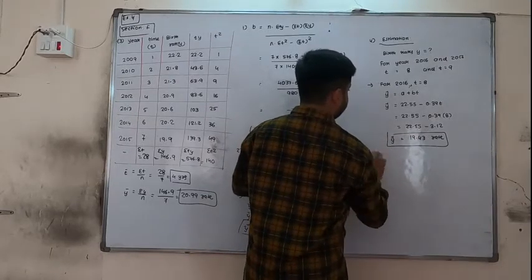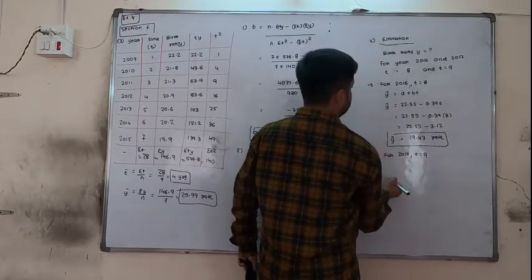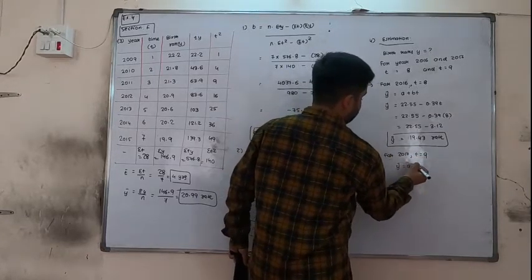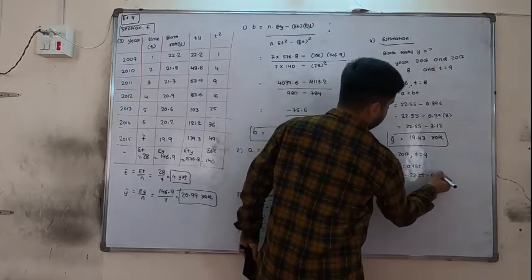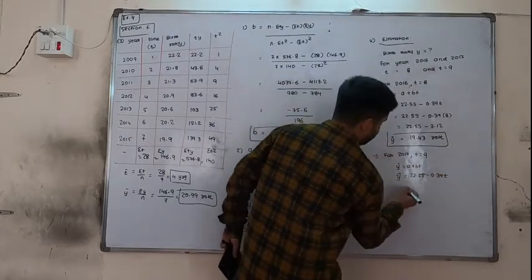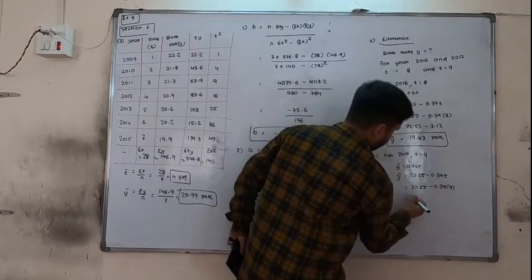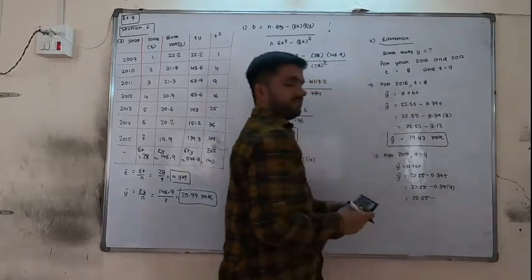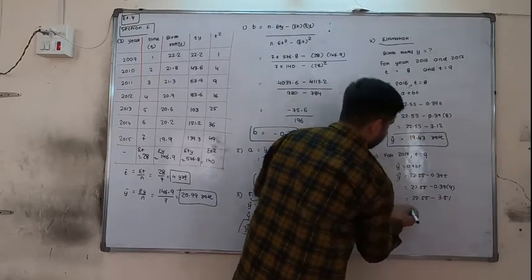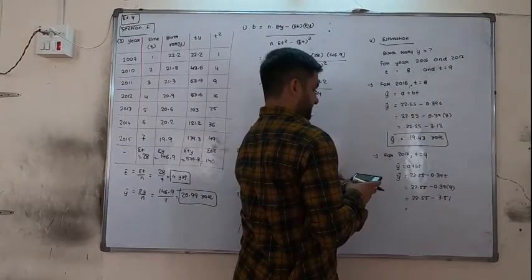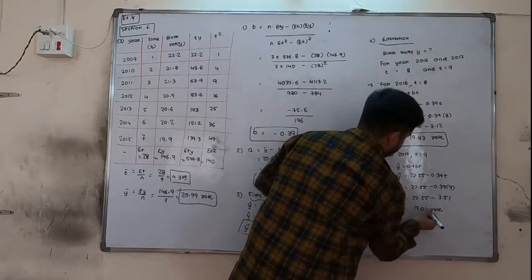And next, for 2017, T is equal to 9. Y cap is equal to A plus BT, Y cap is equal to 22.55 minus 0.39 T. 22.55 minus 0.39 into 9, that is 3.51. 22.55 minus 3.51 is 19.04 rate.